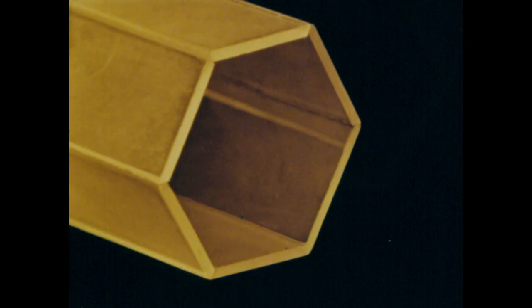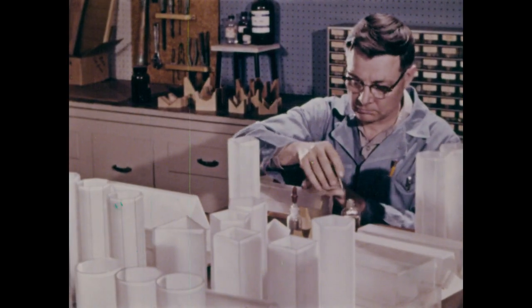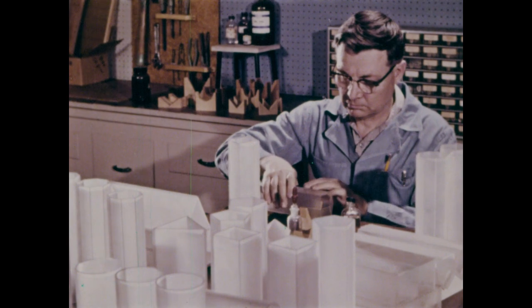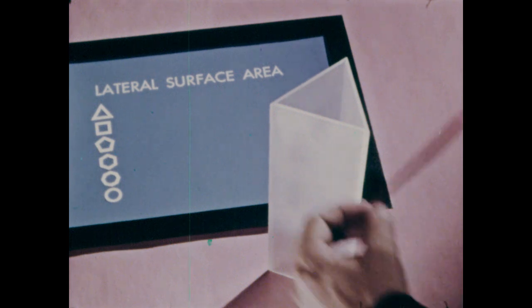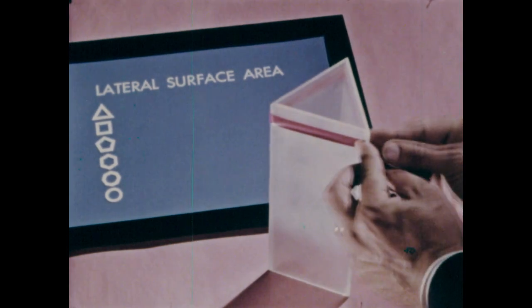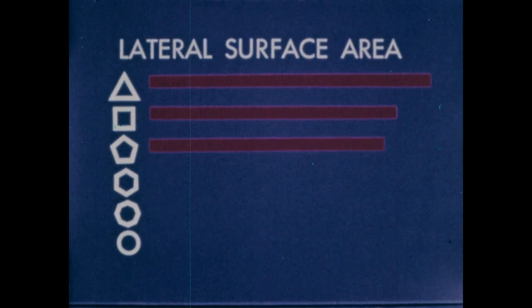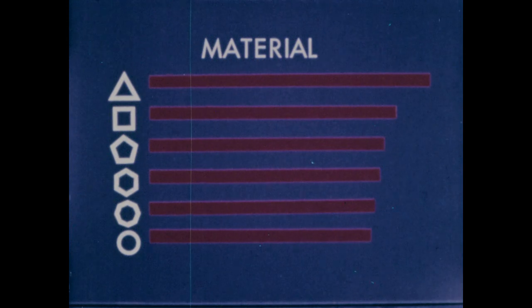Is there a geometric shape which is more economical to build than any other? We have made models in which each has the same volume and the same height. Which of these requires the least amount of material to build? That is, which has the smallest lateral surface area? Since the height is the same, the one with the shortest perimeter is the best. More sides mean less perimeter. Thinking of the cylinder as having an infinite number of sides shows that it uses the least material.